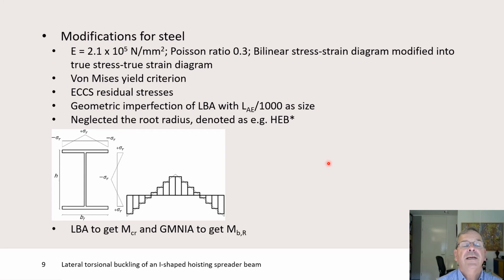Then we modified for steel with the usual steel properties using the true stress, true strain diagram, the von Mises yield criterion, ECCS residual stresses, but now a linear buckling analysis to determine the imperfection shape, and the size was taken as L over 1000, which is the usual size. We neglected, by the way, the root radius, and therefore we denote our profiles with an asterisk.